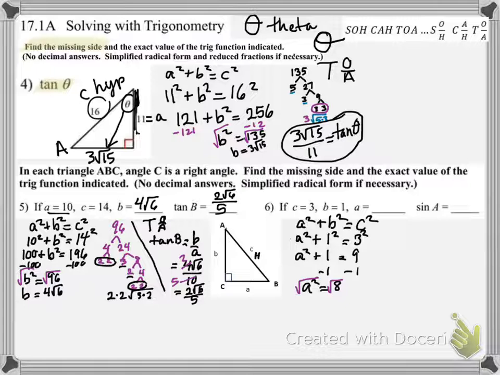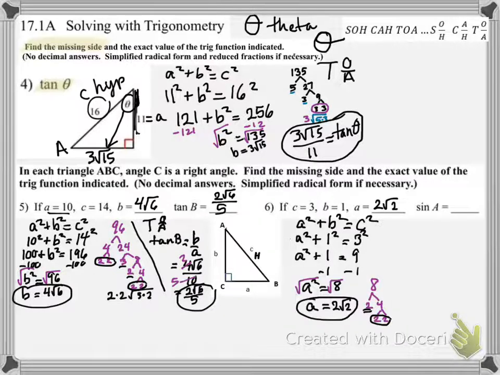Right here, let's think about 8. 8 splits up. 2 times 4, 2 times 2. I can take a pair of 2's and make a single 2. Left over 2, he's staying inside. There's my A. 2 root 2. If you didn't print this worksheet, please make sure you are circling your answers. And when a problem has 2 answers to it, make sure you're circling both of those answers.